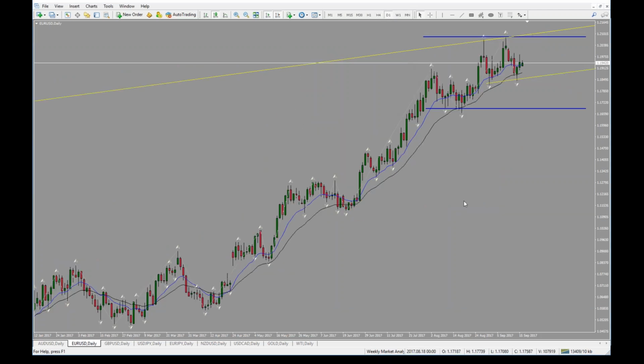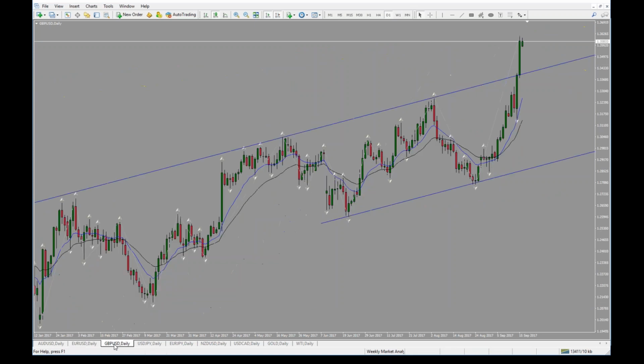Okay, I'll leave those lines on there and I'll move along to the GBP USD. This is a really good example. I put this chart up, I think it was last Thursday or Friday, I don't remember. It was the chart of the day on the daily call.